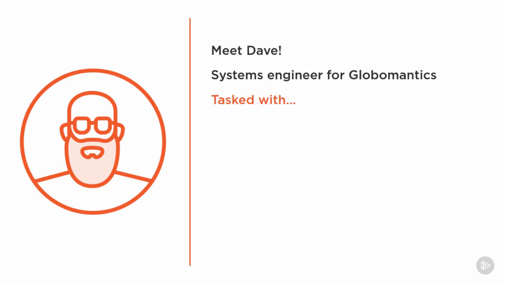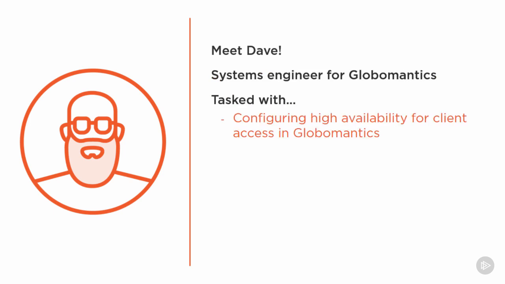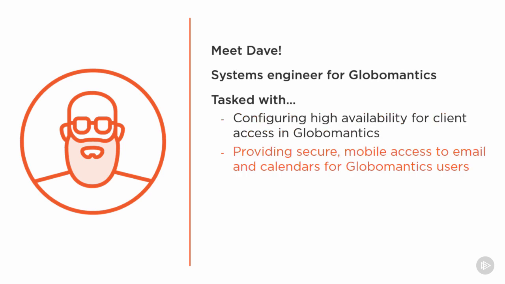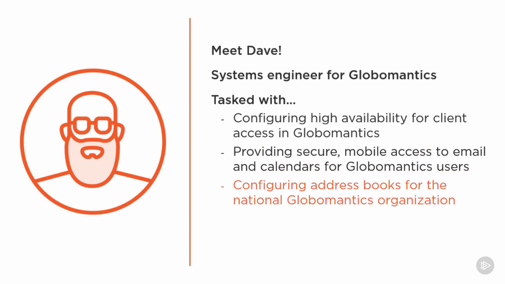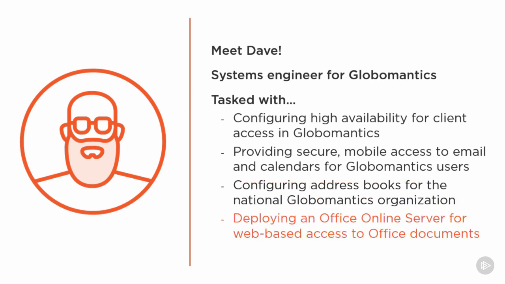Throughout this course, we'll be working in the Globomantics environment. So I'd like to introduce you to my good friend Dave. Dave is the systems engineer for Globomantics, and now that Exchange 2016 is up and running, he's been tasked with configuring high availability for client access in the Globomantics environment. He's also been asked to provide secure mobile access to email and calendars for the Globomantics users. He needs to configure address books for the National Globomantics organization, and he's also been asked to deploy an Office Online Server for web-based access to Office documents.